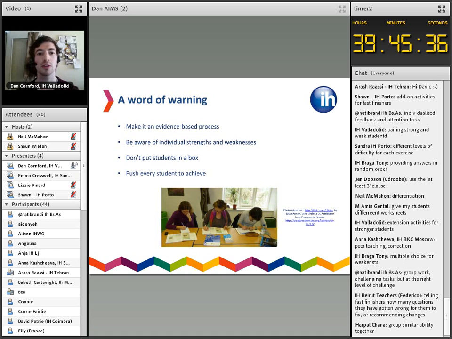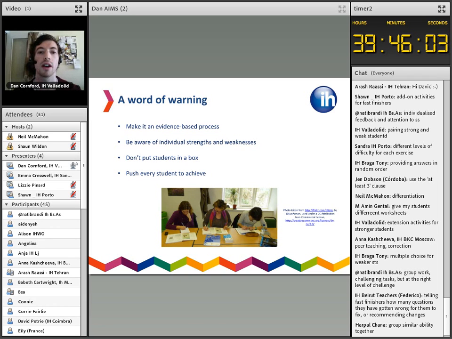I'm going to finish with a few words of warning about this approach. First of all, I think it has to be an evidence-based process. We can't take this approach in lesson one because it requires us to know our students. And I think if we don't make these decisions based on evidence, then we could wildly underestimate or overestimate our students' abilities, and that's not fair on them.